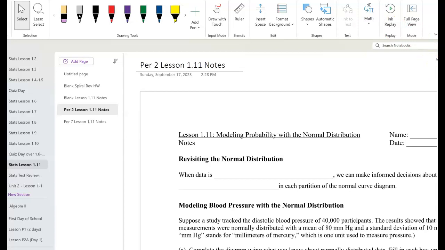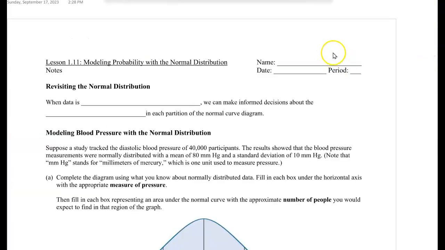Here we go, scholars. Let's rock this lesson, the last lesson of our stats unit. Do you guys have your calculators out? You're not going to need them as much as you think you do on this lesson, but we should always have our calculators out when we are working with this.